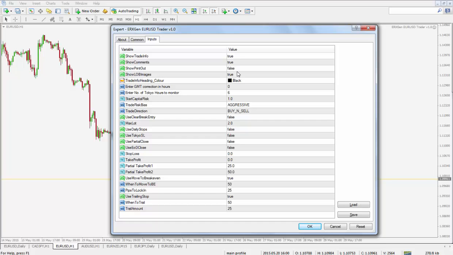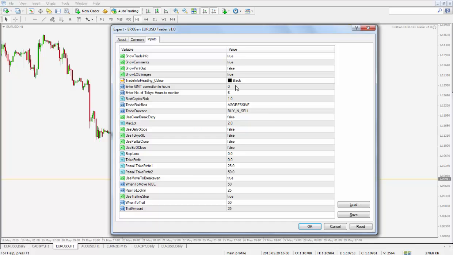Trade info heading color. Now this again is the trade info text printout at the top right hand corner of the chart. That color is black for this background of the chart. If you have a black background, you probably want to change that to white or to blue or some other color.